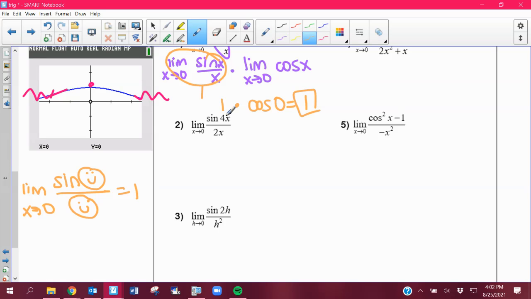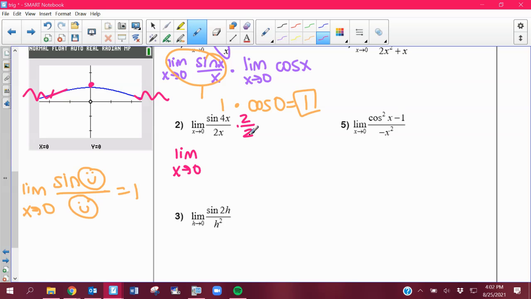So I need this to have a 4x on the inside and a 4x on the outside. It's really hard for me to change stuff on the inside. So I'm going to go ahead and, again, be sneaky and do something in order to change the outside of this function. I know I want my bottom to be 4, so I'm going to multiply by 2. Whenever I multiply in the denominator, I also have to multiply in the numerator. Okay? I'm just trying to make my argument match.